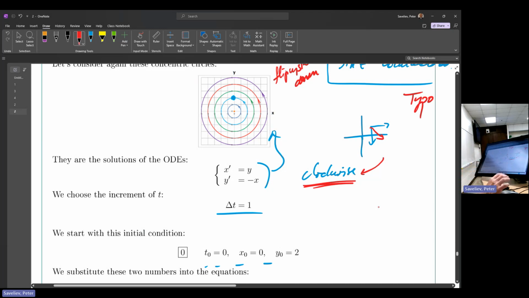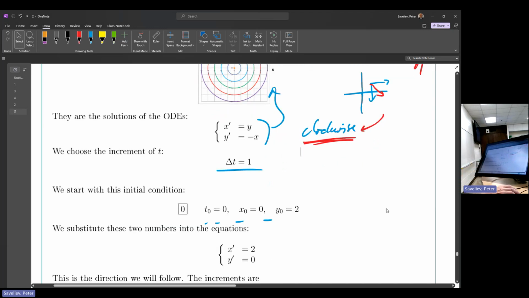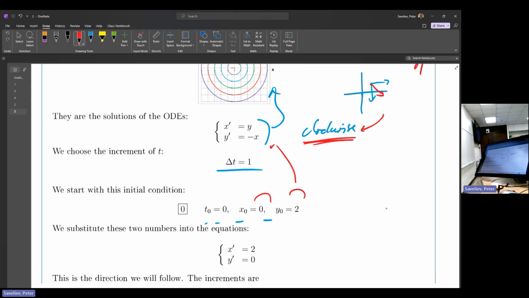Which we don't know, we pretend to. So the starting point is I'm plugging in 0 and 2 into my differential equation, and so I end up with x prime is equal to 2, y prime is equal to 0, which is the direction I'm supposed to go. And what direction is that? x prime is 2, y prime is 0. Which way am I going? To the right.